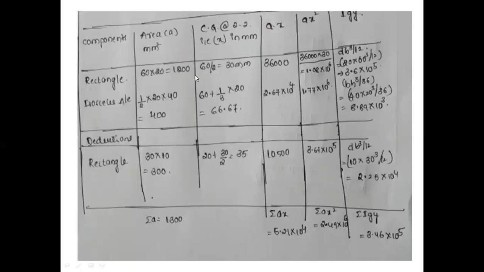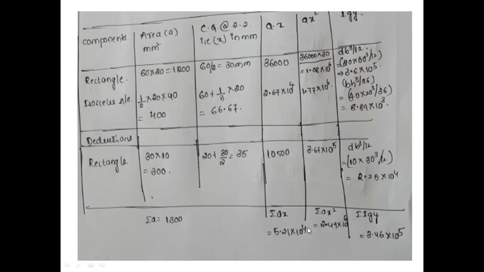So here the whole area, deduct 300. 1200 plus 400 is 1600, minus 300. How much will you get? 1300. Similarly, the summation of A into X will be 5.21 into 10 raised to 4. Whatever this is, add these two and subtract this one, so you get 5.21 into 10 raised to 4. And the summation of AX square will be 2.49 into 10 raised to 6. So just to evaluate this table. And after that, the summation of IGY will be 3.46 into 10 raised to 5. That is what you will get.